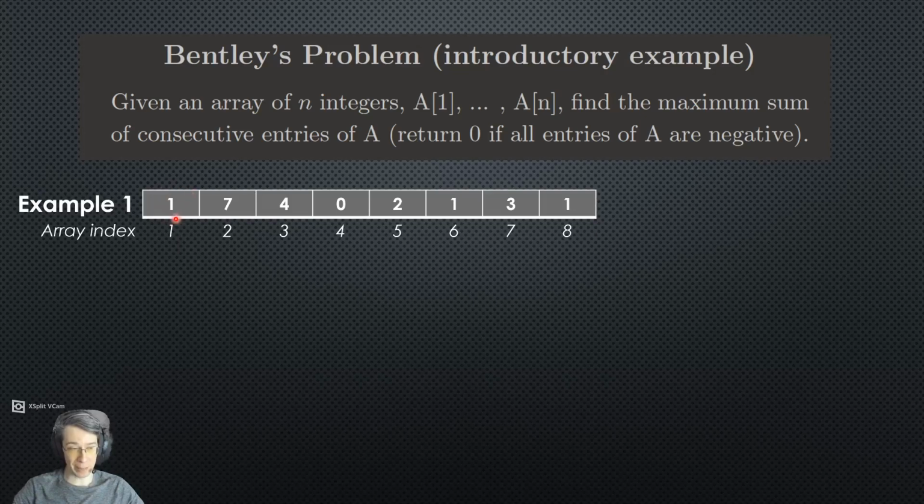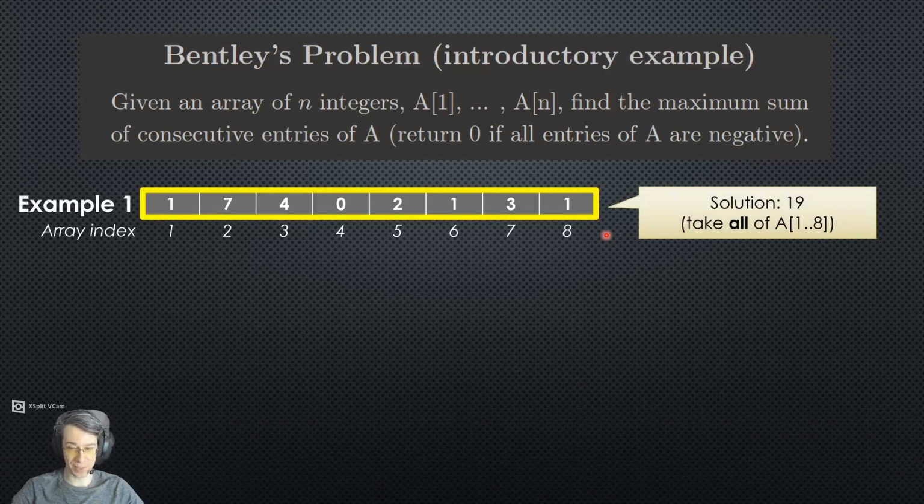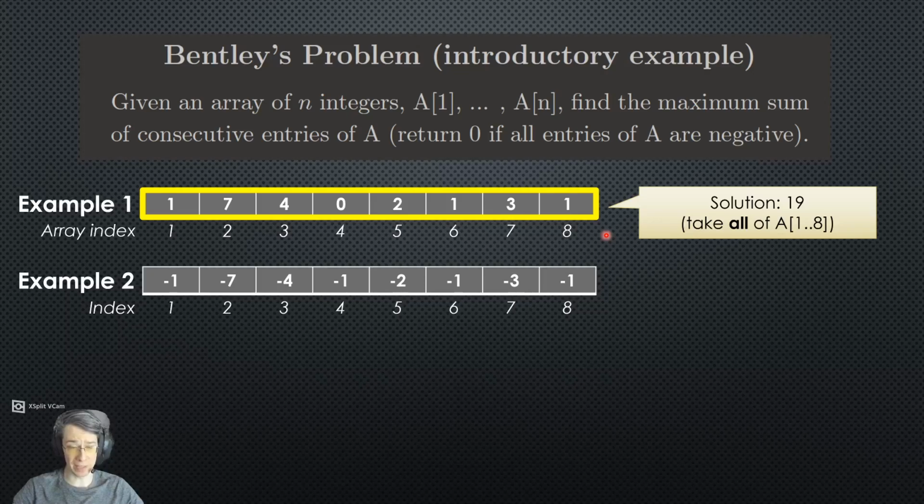So here we have an example array containing 1, 7, 4, 0, 2, 1, 3, 1. And these are all non-negative integers, right? So what's the maximum sum of consecutive entries of A? Well, clearly it's the whole thing. So we just sum them all up. 19 is the answer.